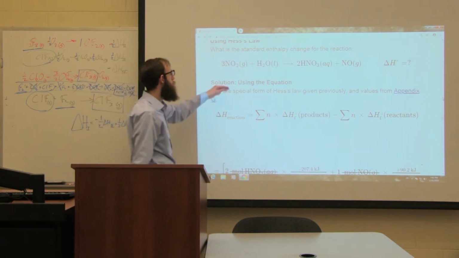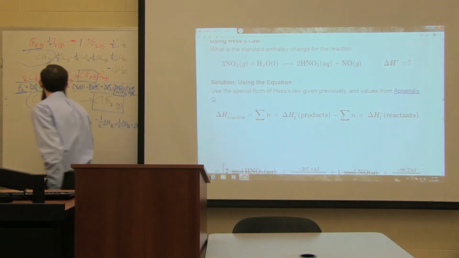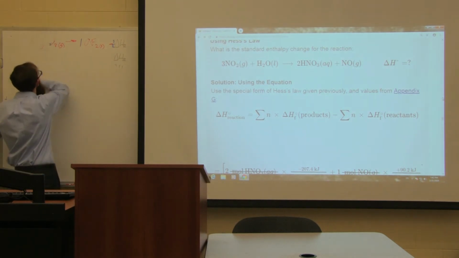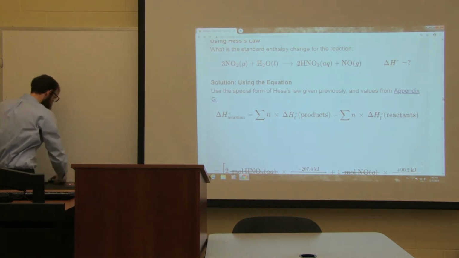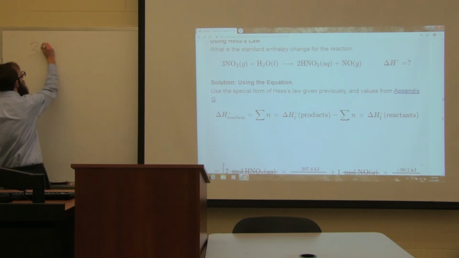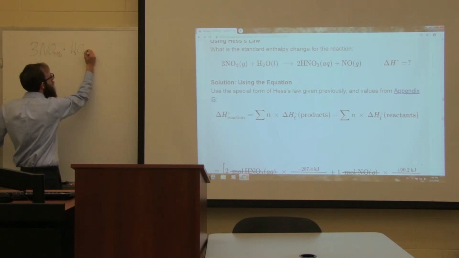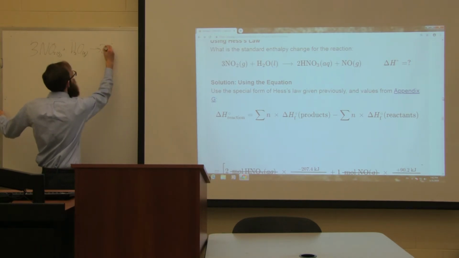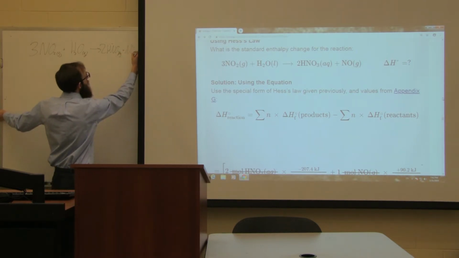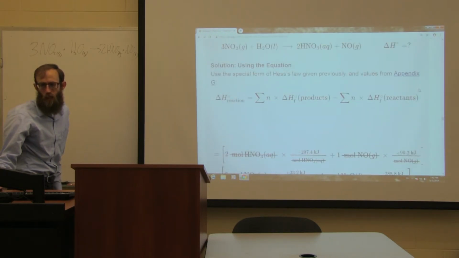So, as an example, for the standard enthalpy change of the reaction that is provided here: 3NO2 as a gas plus H2O as a liquid goes to 2HNO3 aqueous plus NO as a gas. Well, we have to break these down into the enthalpies of formation.